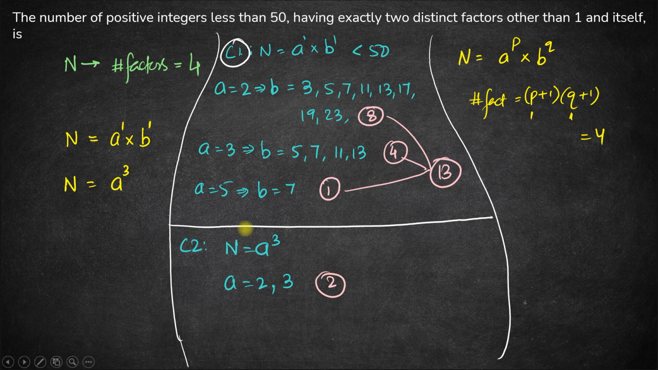So the total number of numbers which satisfy these two conditions is 13 plus 2, 15. There are 4 factors and the number is less than 50. There are 15 such numbers. Hence the answer here is 15.